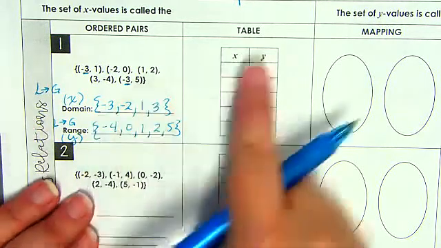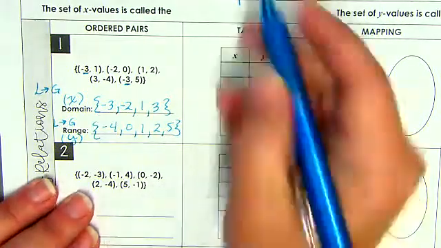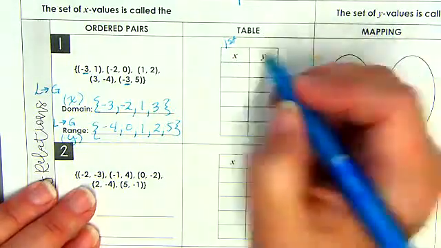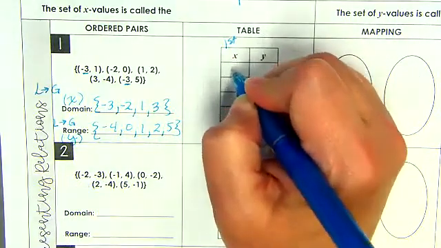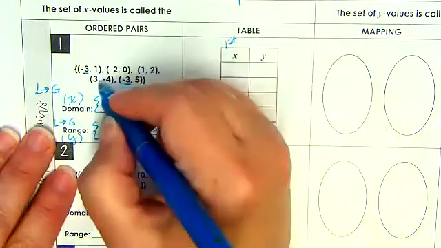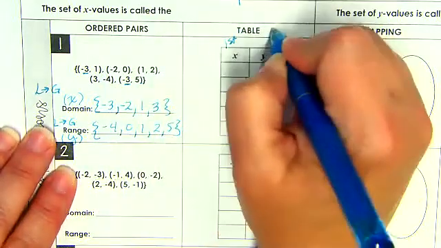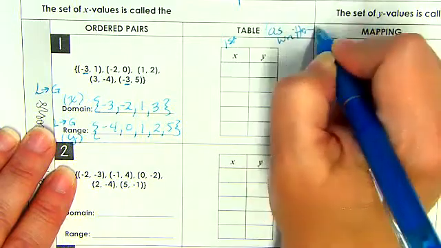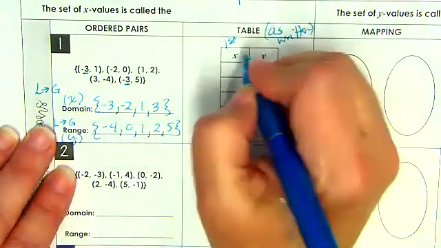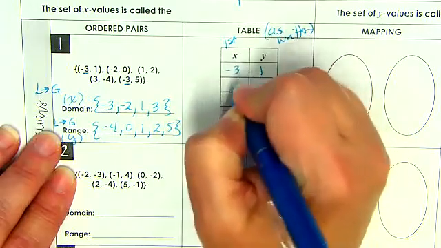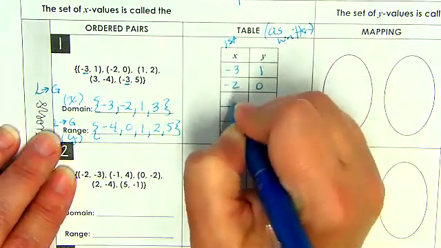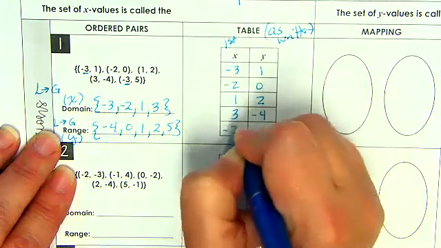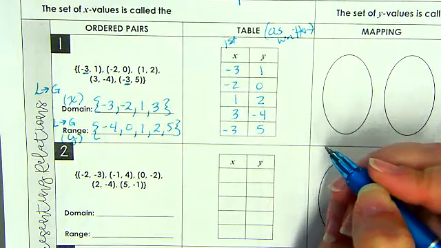Okay, so now we're going to put the table. We always put the X first because the Y depends on the X. And we put these in order as they are written. Okay, so this is just as the ordered pairs are written. There's not a specific way you have to write the ordered pairs. -3, 1, -2, 0, 1, 2, 3, -4, -3, 5. Okay, so there's a table.